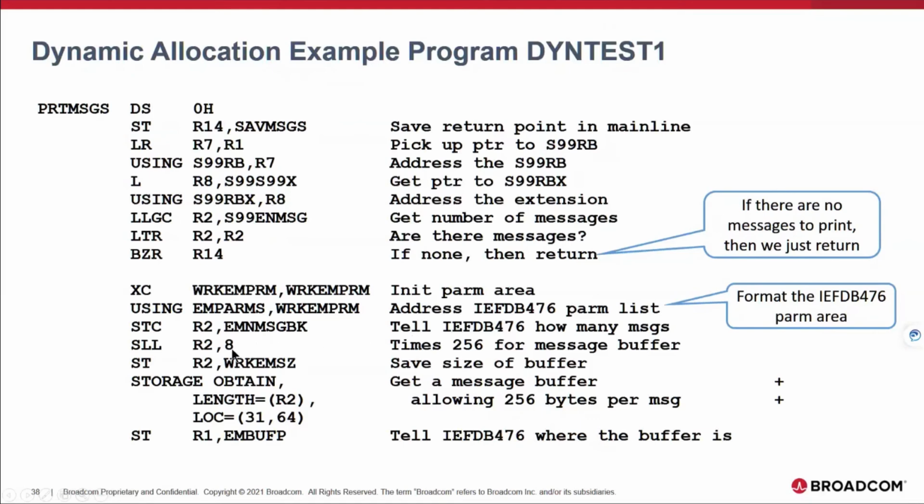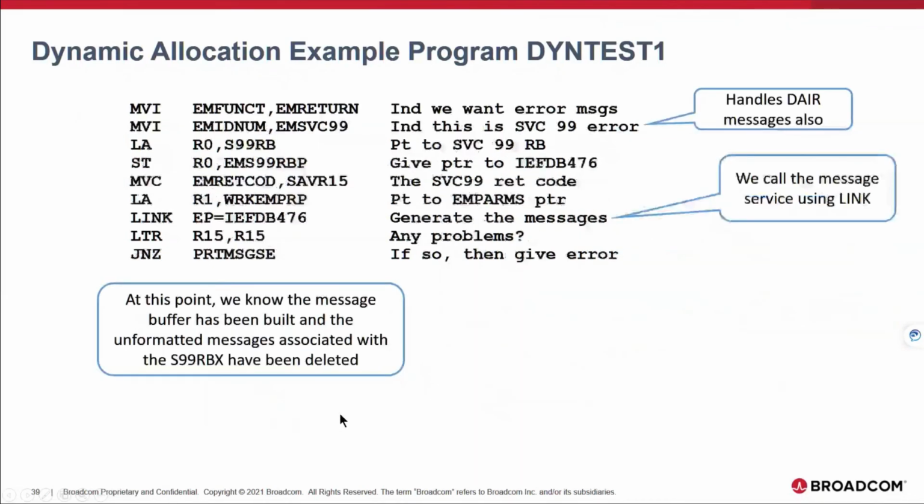The number of messages, if you take that number and shift it left 8 bits, that's the same thing as multiplying it by 256, and so that gets us the size of the area that we need, and we save that size for later, and we obtain storage for that size, and put the address of that gotten main area in the parameter list for this IEFDB476. Then we tell him that we want to get the messages, and we indicate that these messages came from SVC 99, not there.